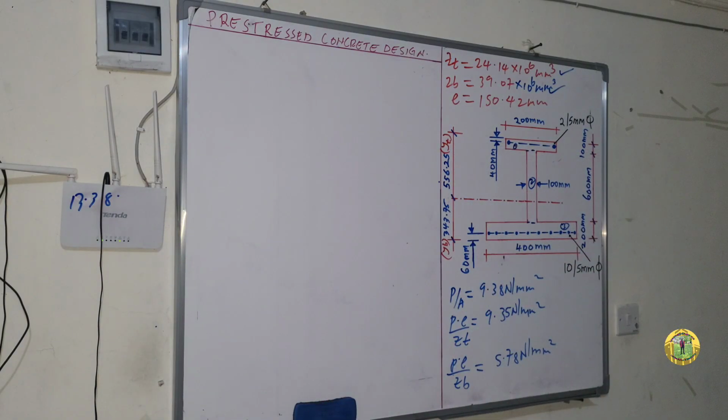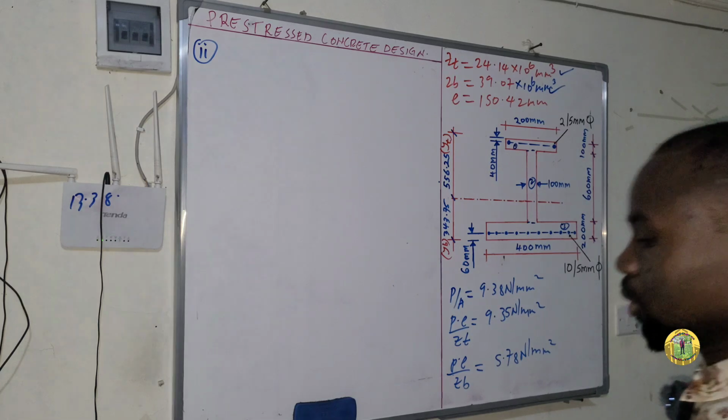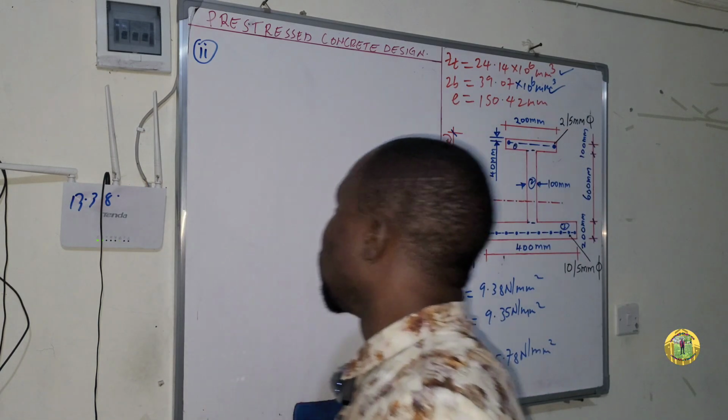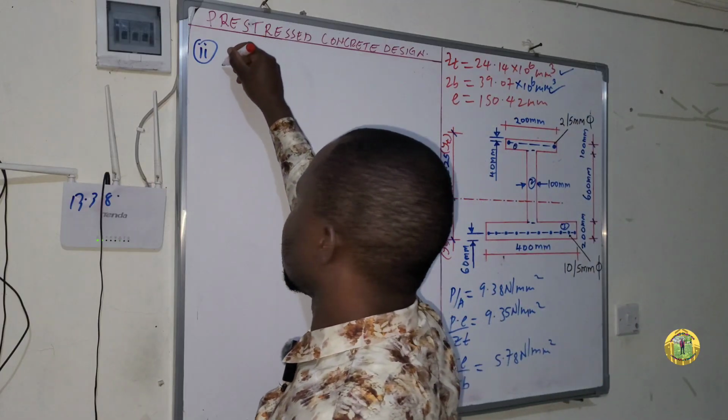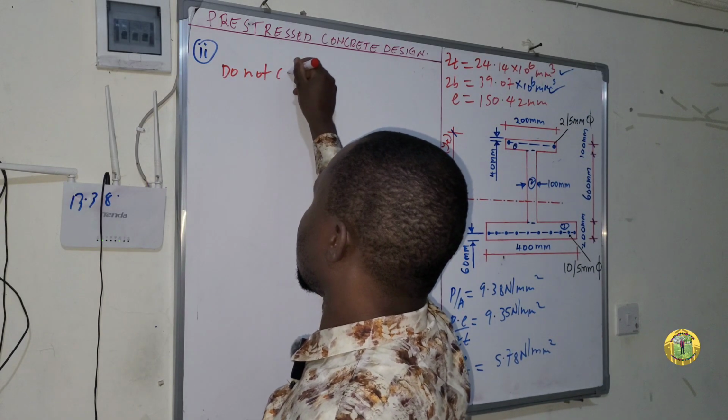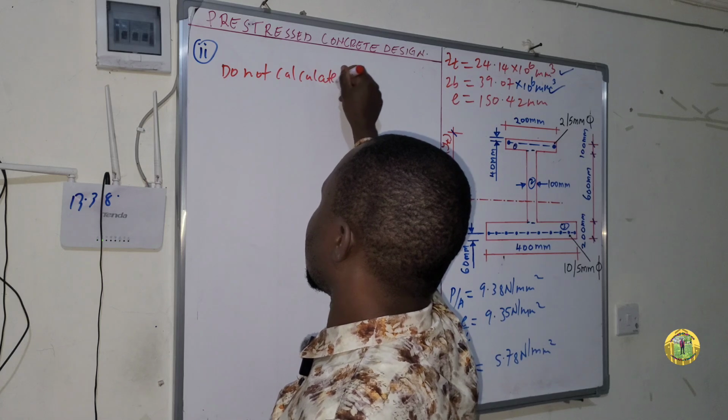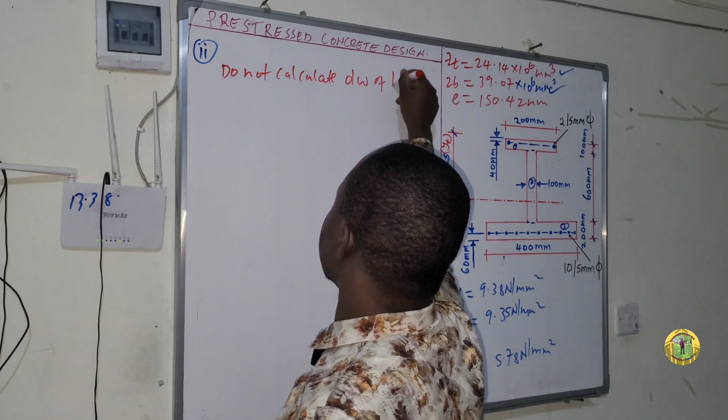We now proceed to stress due to imposed load. So Roman number 2, it says that stress due to pre-stressing force and imposed load at midspan. So it means we will not calculate the own weight of the beam.